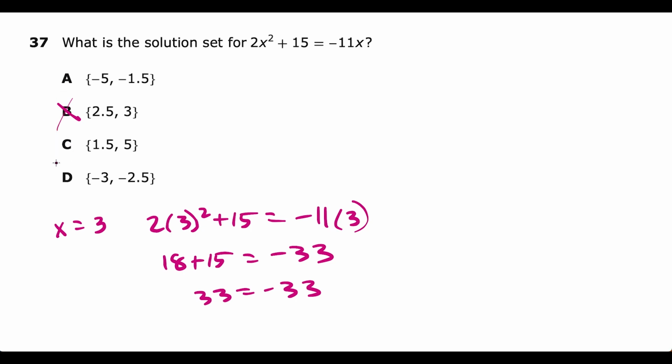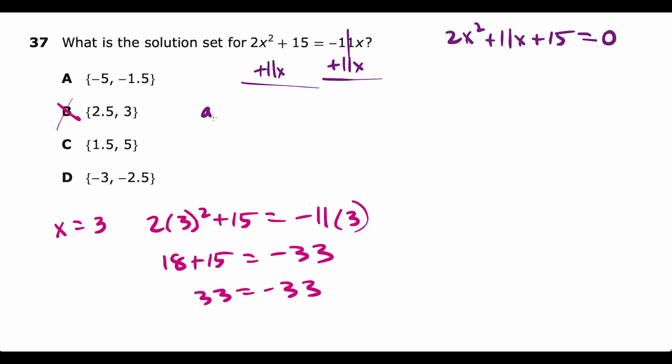So we could do this by brute force until we get to the answer, or we could do this algebraically by adding the 11x to the other side. Now we get to this step here where we have 2x squared plus 11x plus 15 is equal to 0, and we're going to use the AC method where A is equal to 2, B is equal to 11, C is equal to 15.